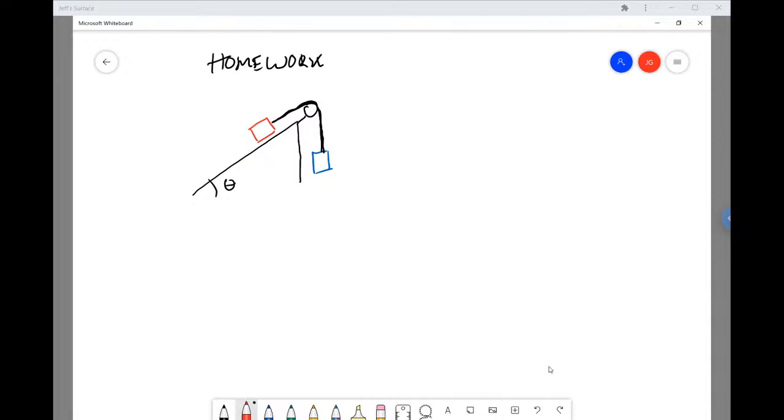Okay, so how is this different? Oops, I hit that eraser button again.